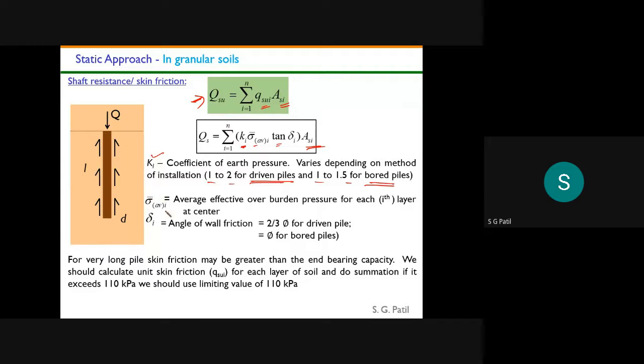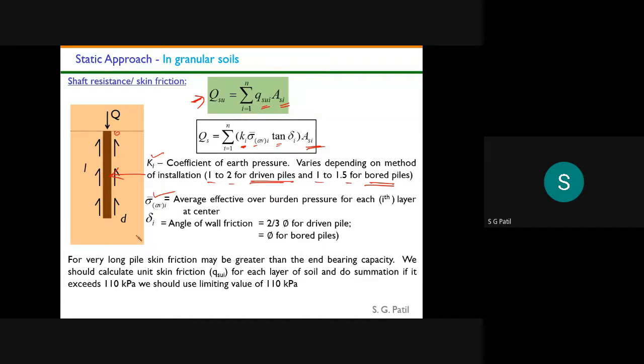And what is sigma AVI? Sigma AVI is nothing but the average effective overburden pressure for each layer. Suppose in this problem I have only one layer. Average means here it will be 0 and here it will be some quantity. So 0 plus some quantity divided by 2 will be my average overburden pressure. So always at the middle I should take. So this is my sigma AVI, that is the average overburden pressure.